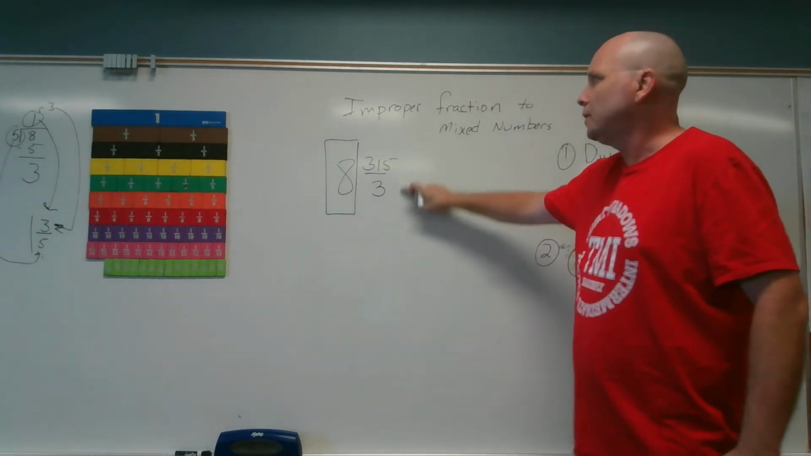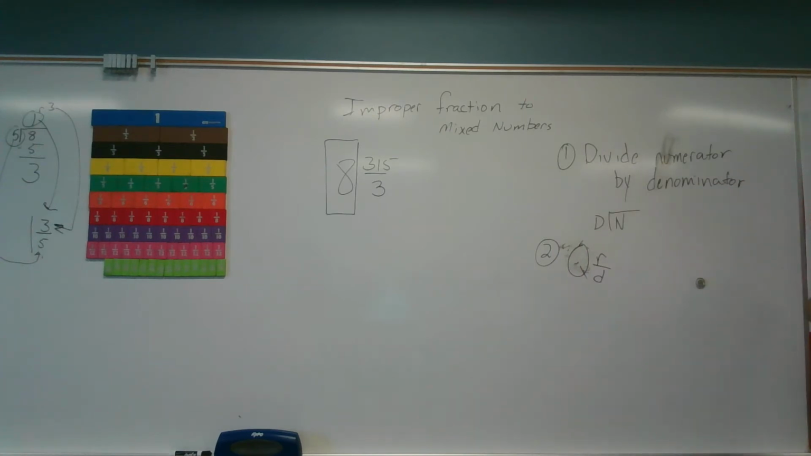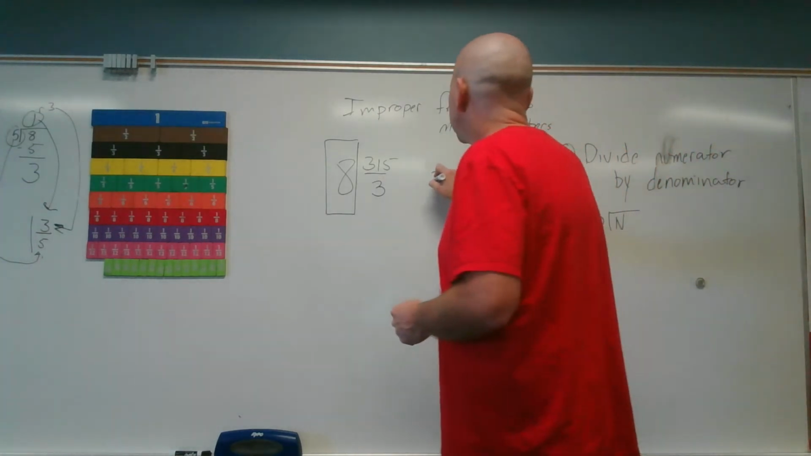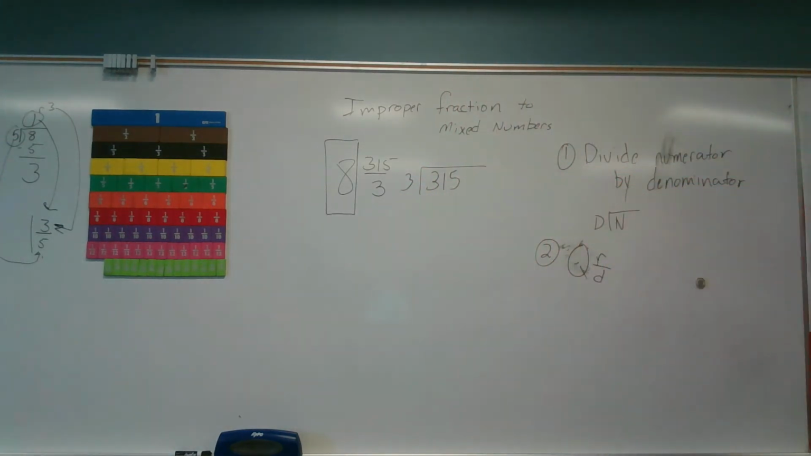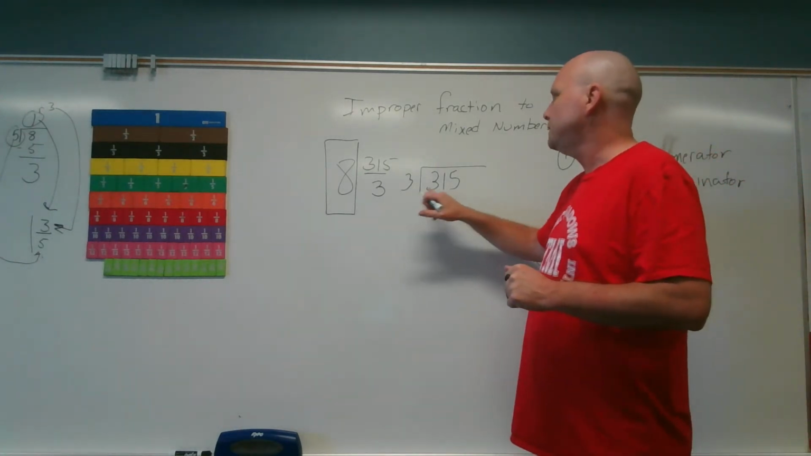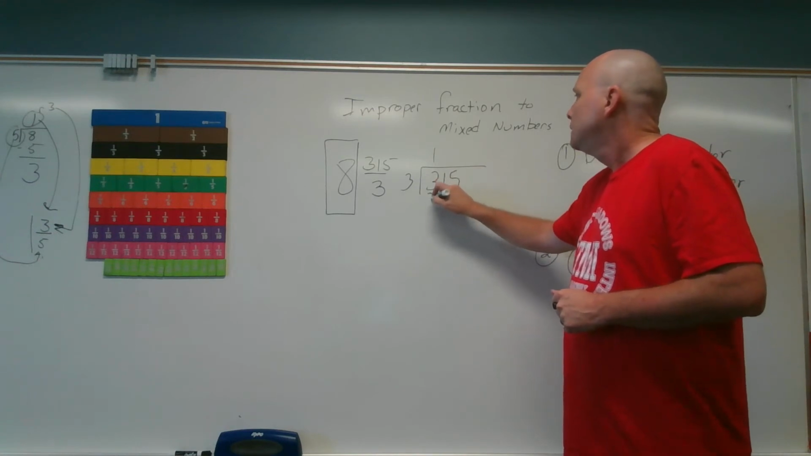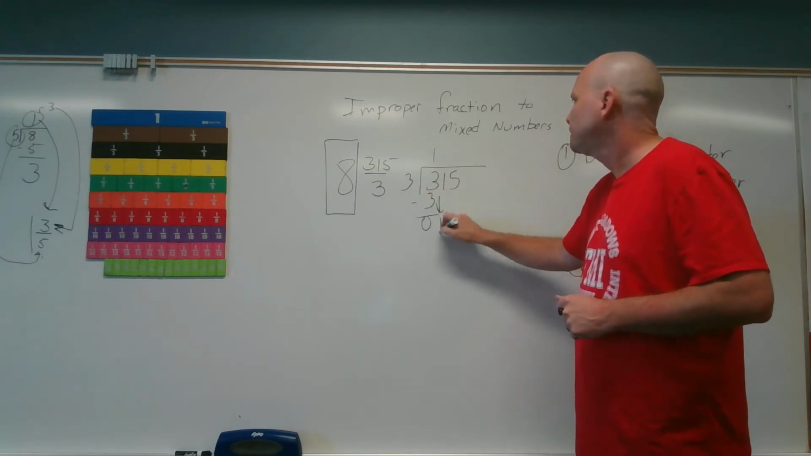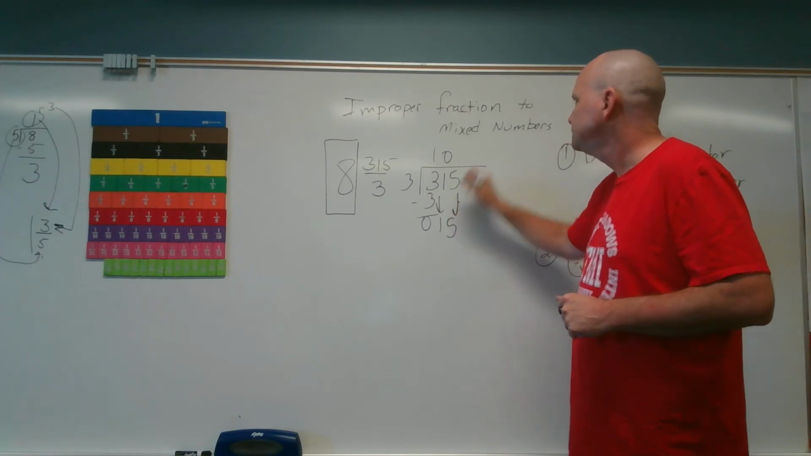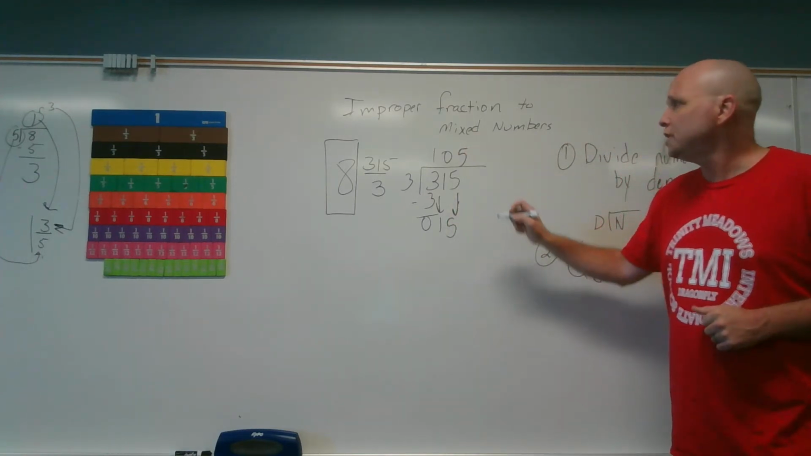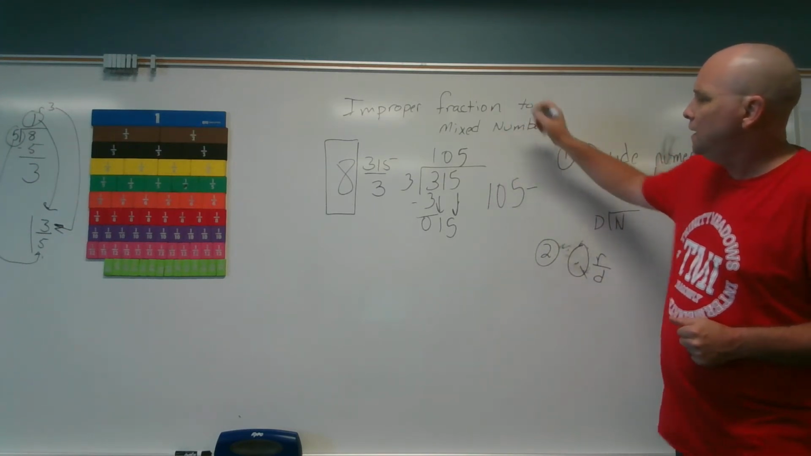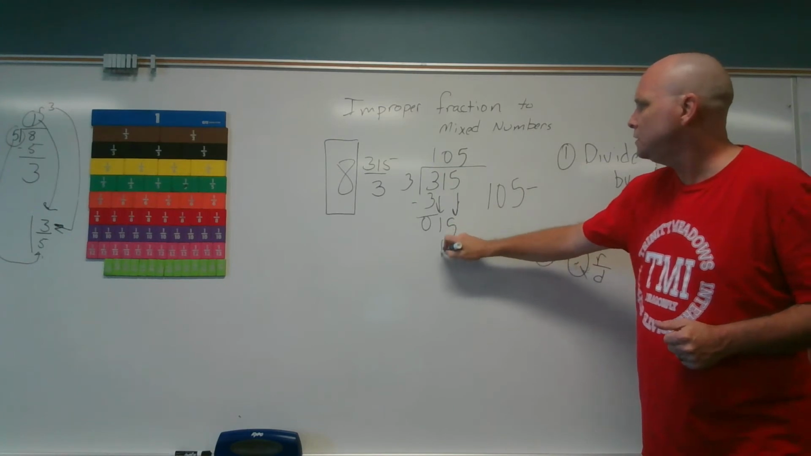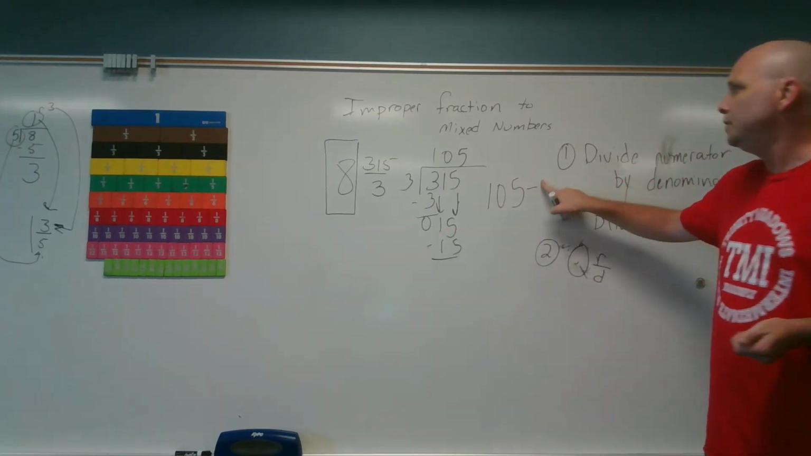Yes, Celise, how do I change this fraction to a mixed number? Division. But please watch this, because you're going to have this exact same problem on an assignment. Cool. Celise, how many times is 3 going into 315? 105. So I have, as my whole number, 105. And is there a remainder? No. So I have no fraction.